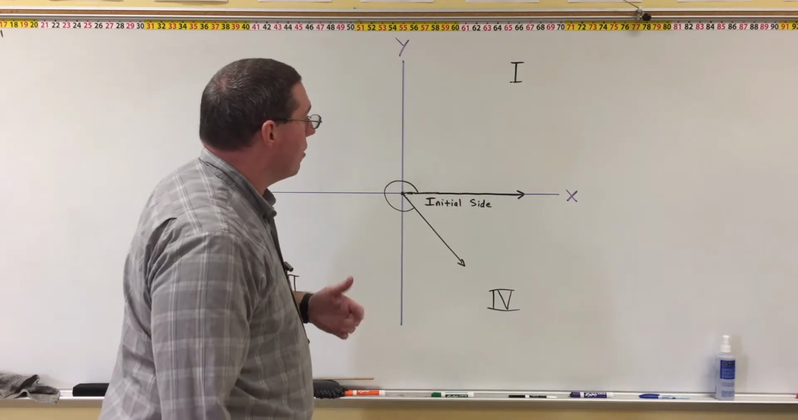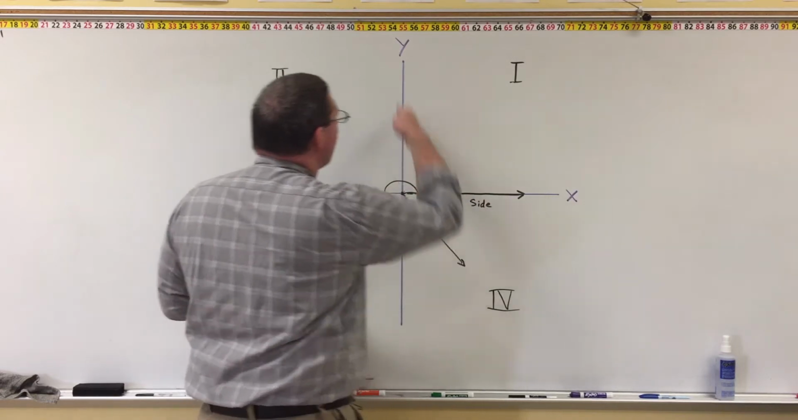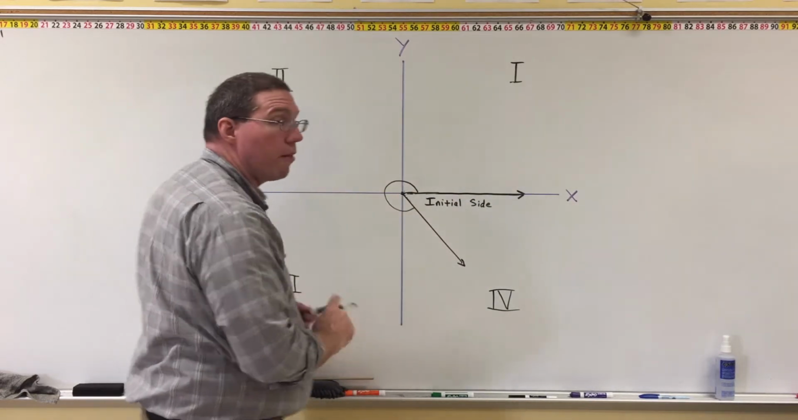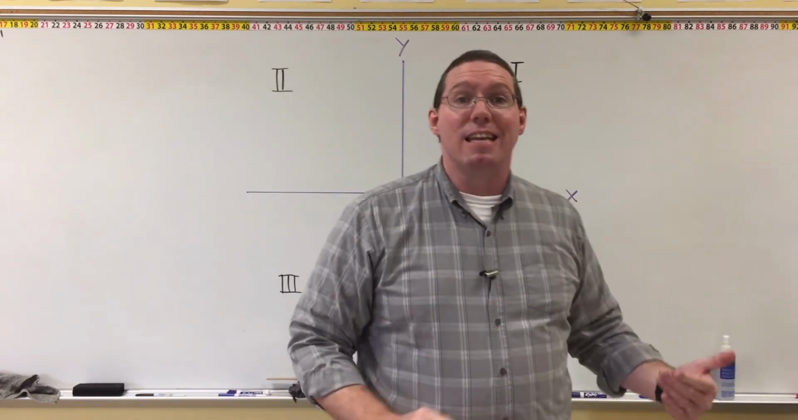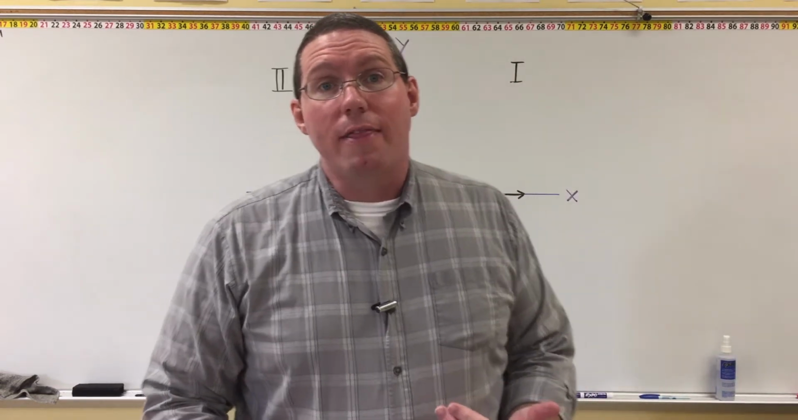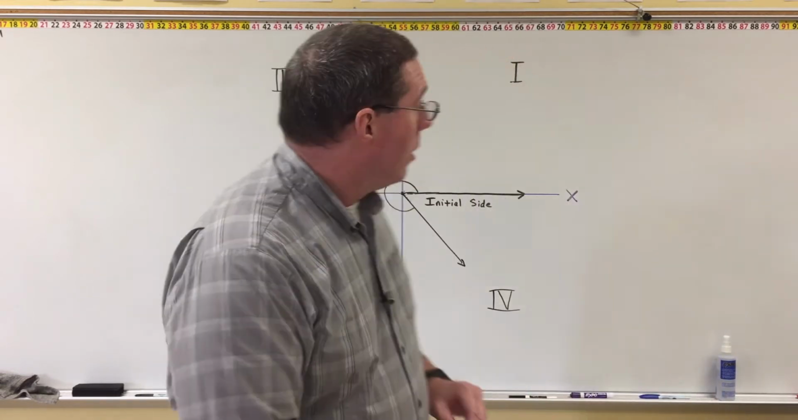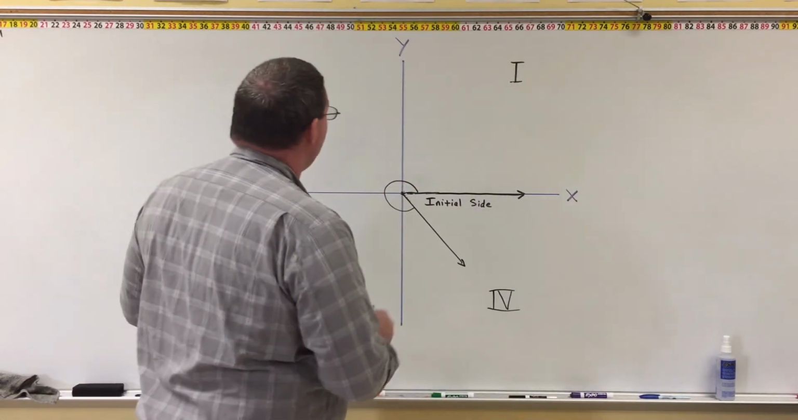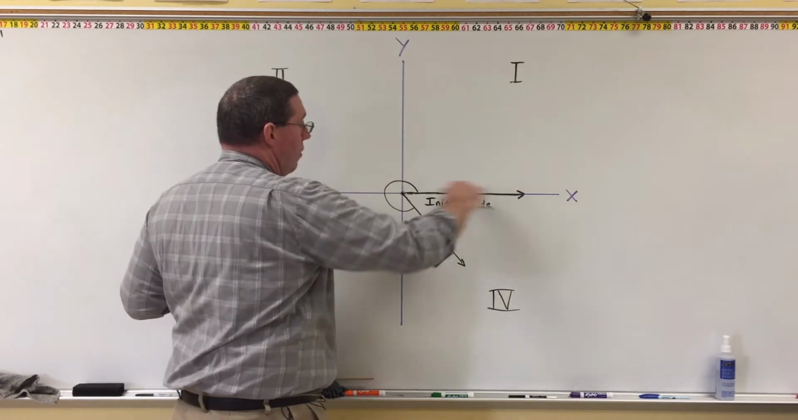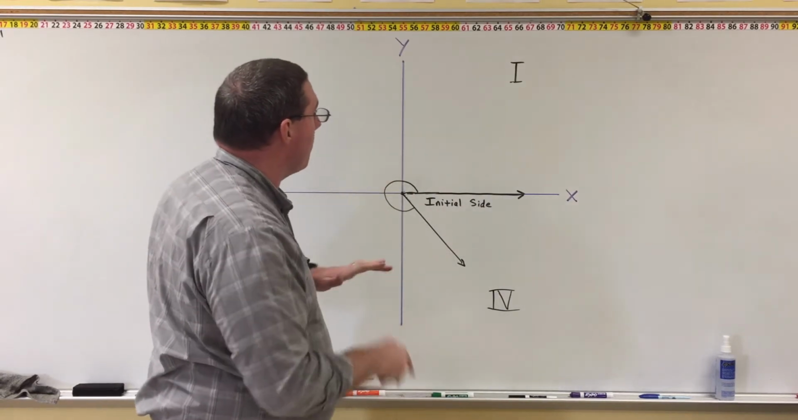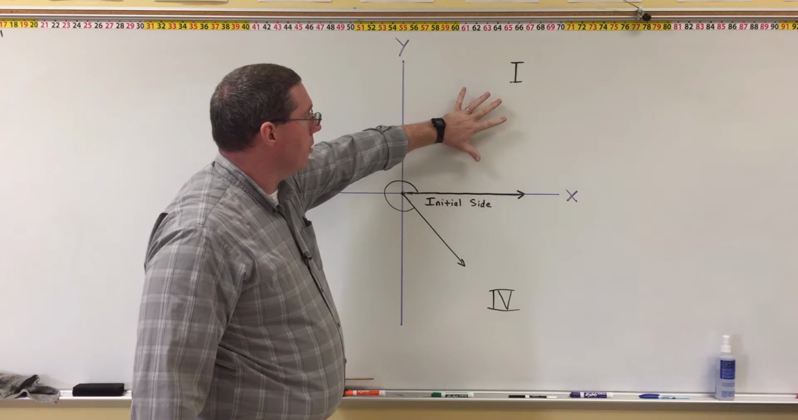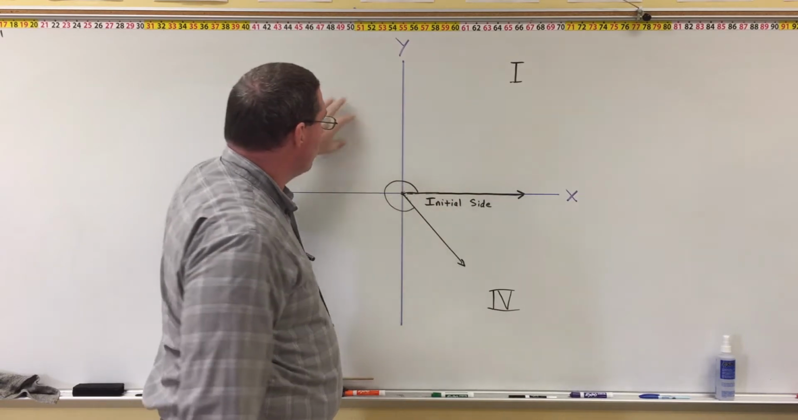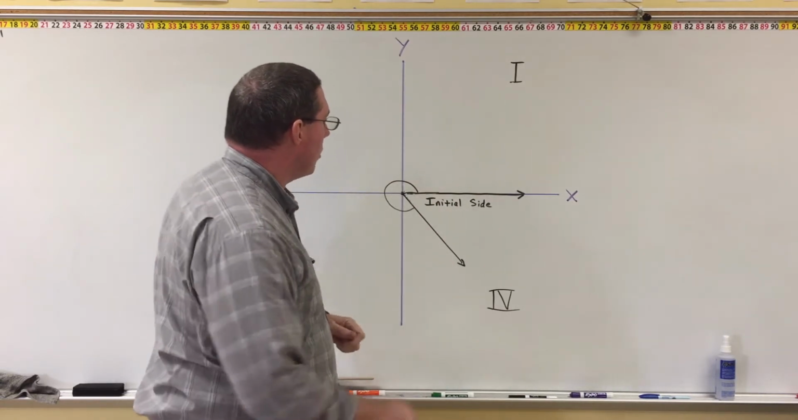Now, you may be asking, well, what happens if it's right on one of the lines? Well, if it's right on one of the lines, it is not in any of the quadrants, and then you would say that it's not in any of the quadrants, or none of the quadrants. Or you could say that it is on the y-axis or on the x-axis. Okay, but I'm primarily going to give you questions where the answer is quadrant 1, quadrant 2, quadrant 3, and quadrant 4.